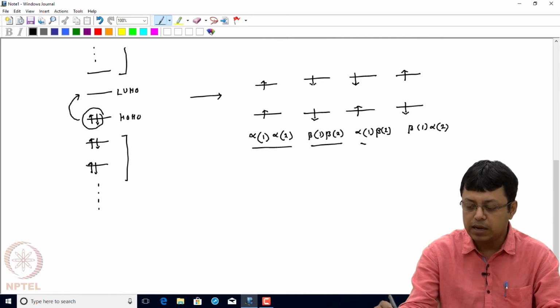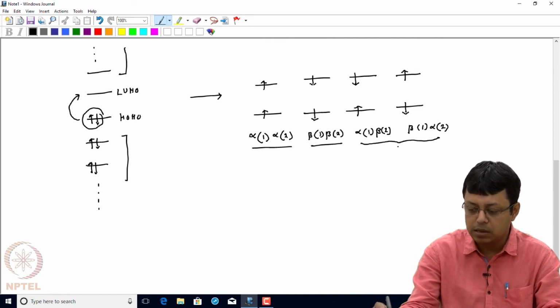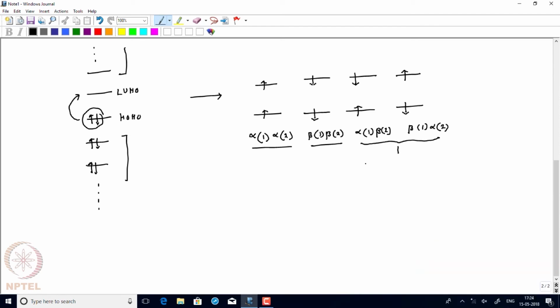Now for that, we take a linear combination of these wave functions, and we write it in the way that I'll have two possibilities: beta 1 alpha 2, and also another possibility, alpha 1 beta 2, plus beta 1 alpha 2. Now this is the symmetric combination. As you can see, if I exchange the 1 and 2 labeling, it will be alpha 2 beta 1 plus beta 2 alpha 1, but that is exactly equivalent to the original configuration.